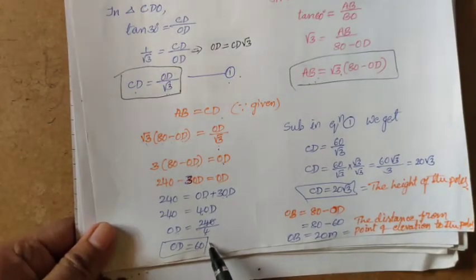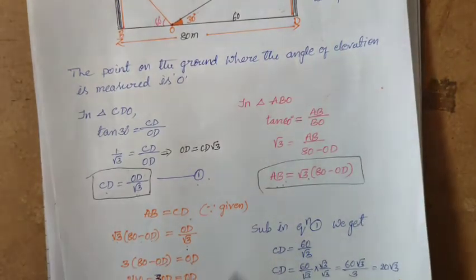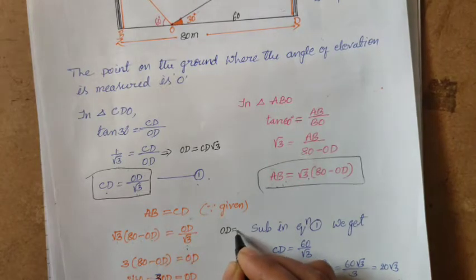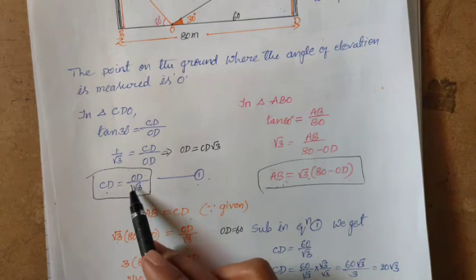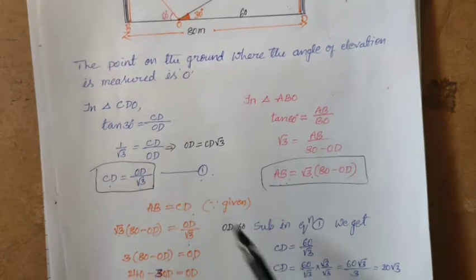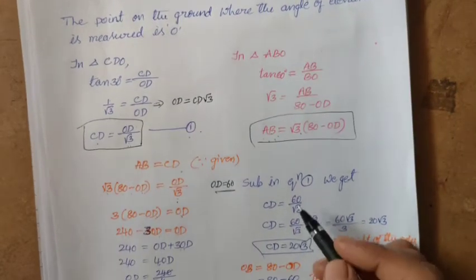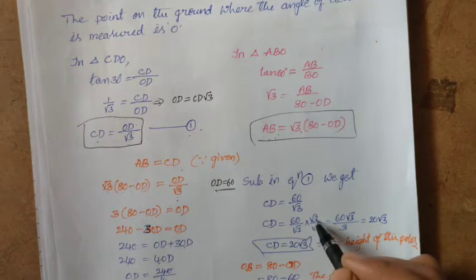Okay. This OD is what? 60. So now substitute this OD is equal to 60 in equation 1. In equation 1. So take this equation. Substitute the value of OD. OD is equal to what? 60. So substitute 60 divided by root 3. CD is equal to 60 root 3 into root 3 by root 3.